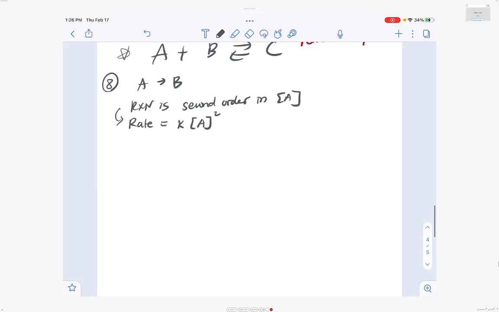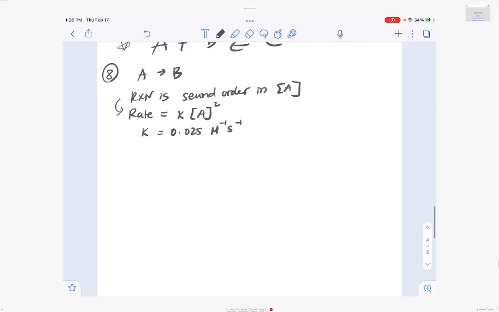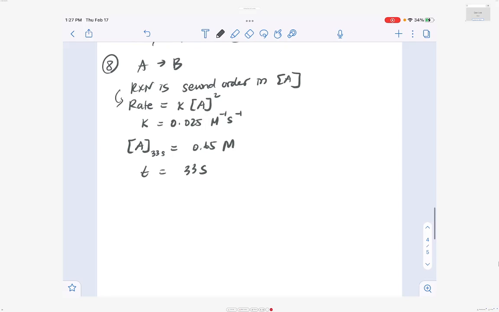And then the question also provided the rate constant value k to be 0.025 inverse mole inverse second. Okay, and then it was given the concentration of A at time of 33 seconds to be 0.65 mole. t is 33 seconds. Okay, and the question wants you to find the initial concentration.